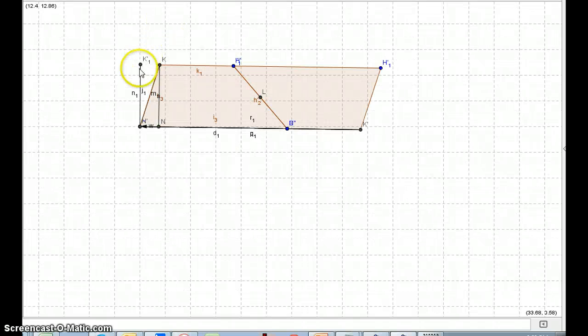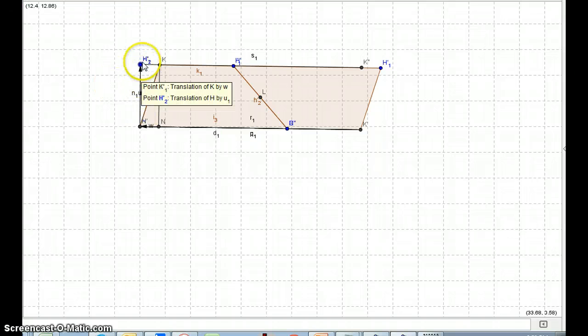Well, I can do that by translating the height from here to the new related rectangle and translating the base and creating the related rectangle. Are you convinced?